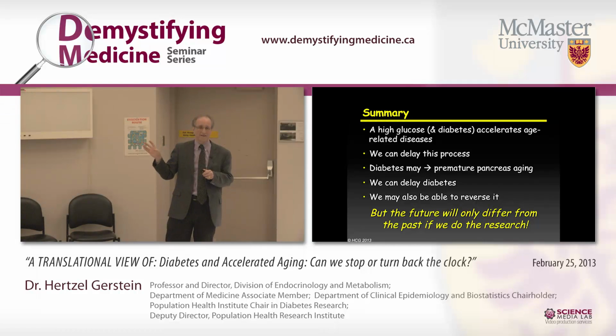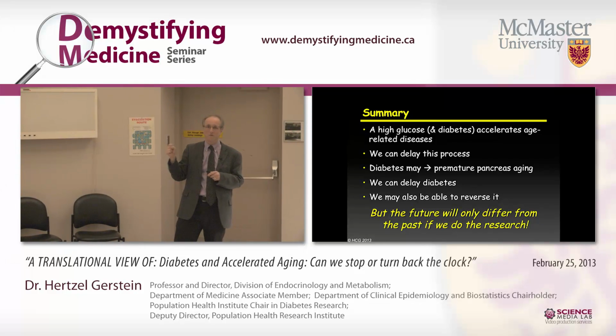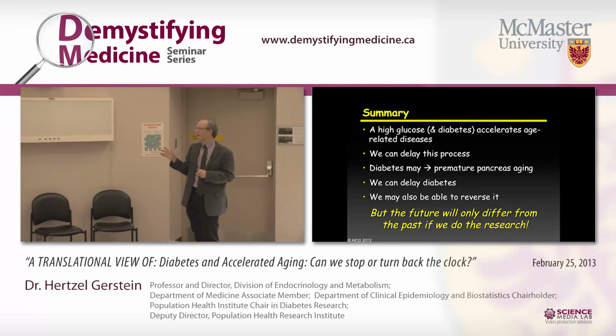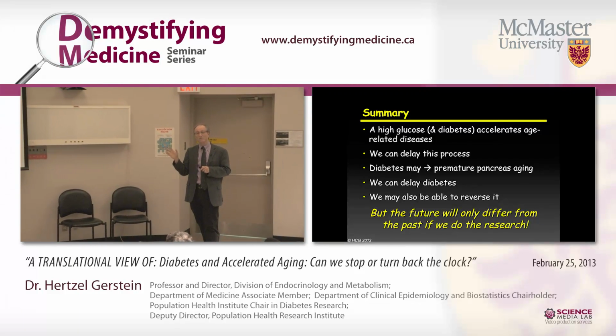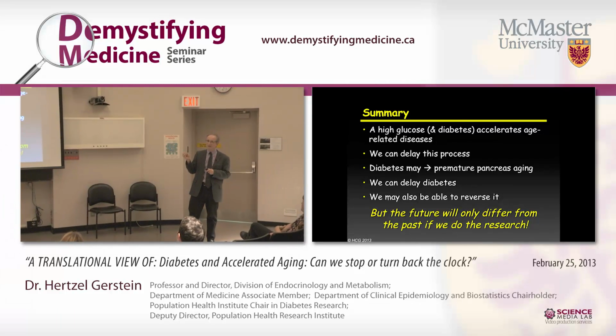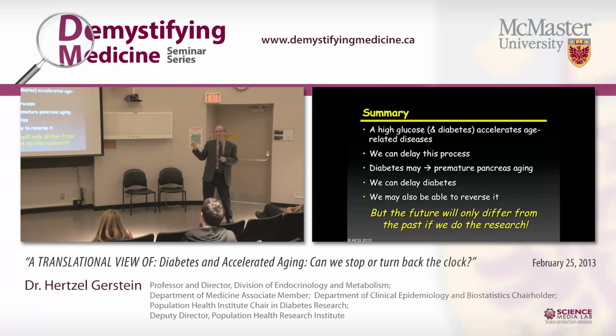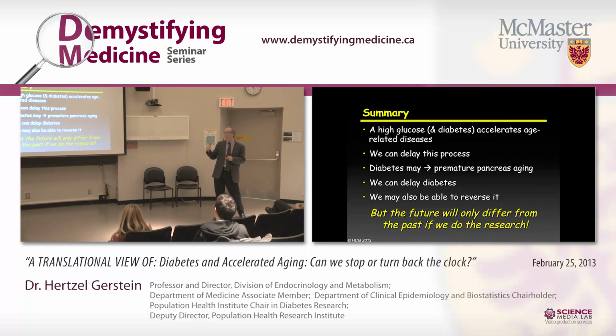Finally, my last slide: a high blood sugar level, and diabetes, which is past a certain level of blood sugar, is a problem that accelerates many age-related diseases, so accelerated aging. We collectively can delay this process. Diabetes may be occurring because of the pancreas aging prematurely. We can delay diabetes and maybe slow down the aging in the pancreas itself, and we may also be able to reverse diabetes or make it go into remission.